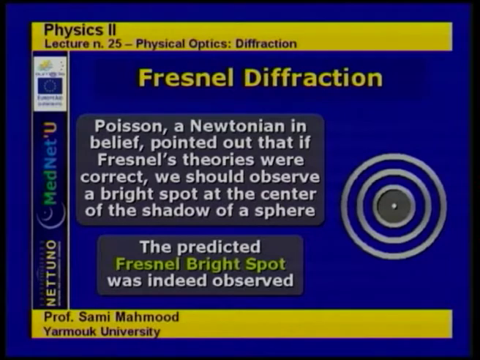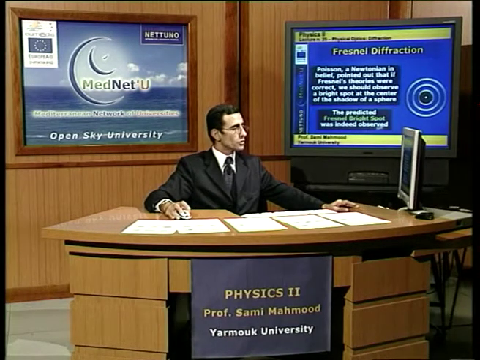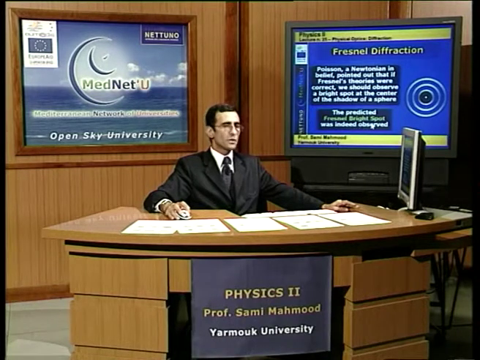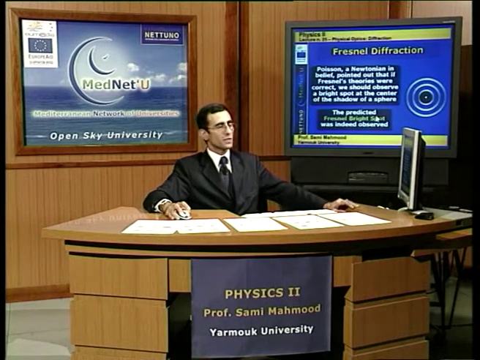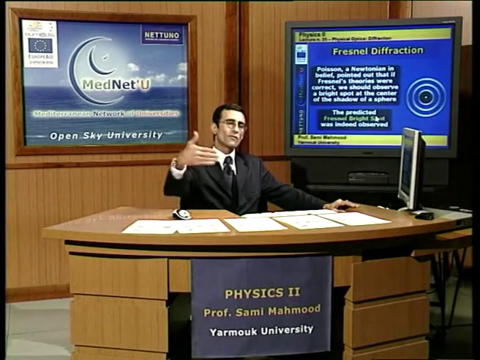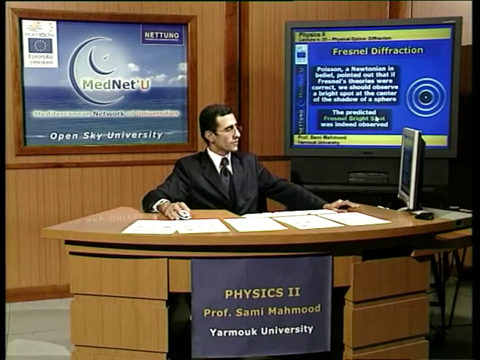The bright spot at the center of the shadow of a sphere was indeed observed, and Fresnel demonstrated this spot, which was later called the Fresnel bright spot. Some other people call it the Poisson bright spot, because although he did not believe in wave theory, he is the one who suggested that we should see it due to the bending of the waves around the edges of the sphere.